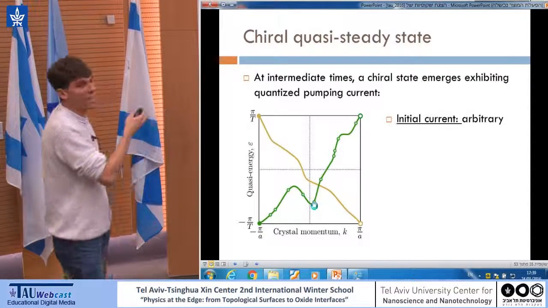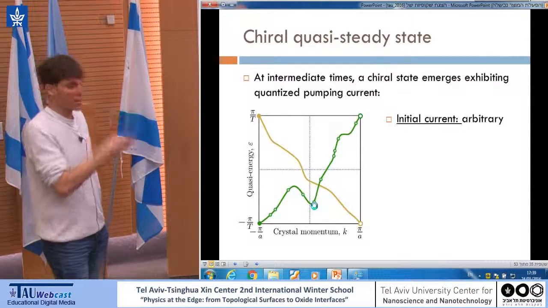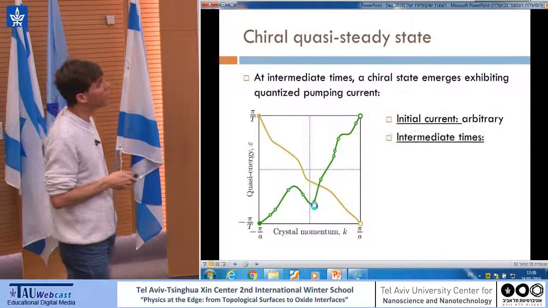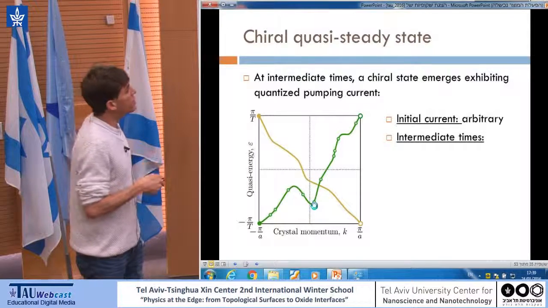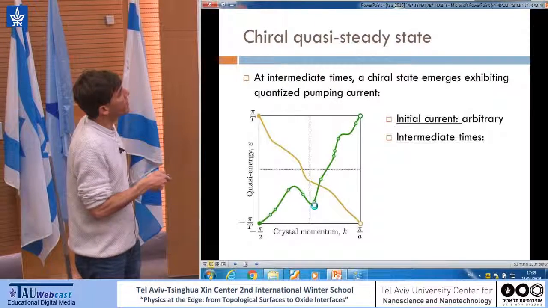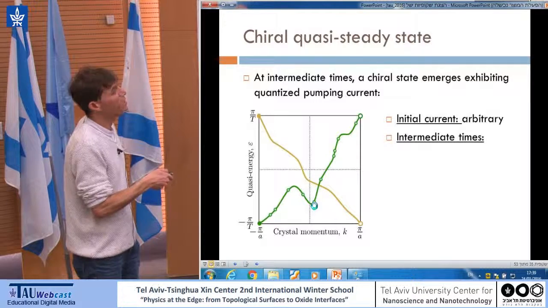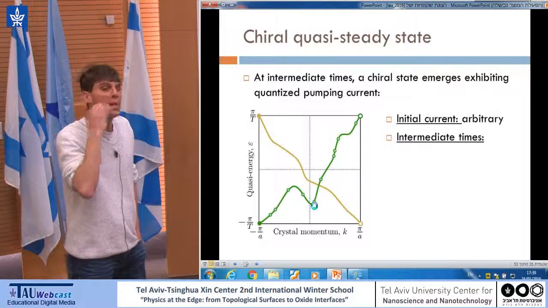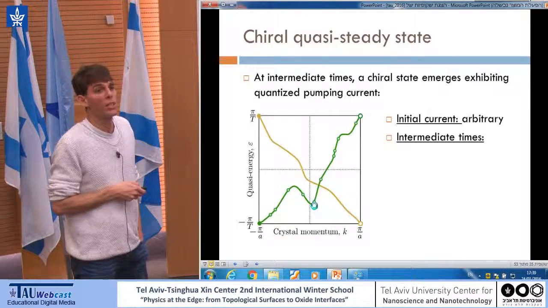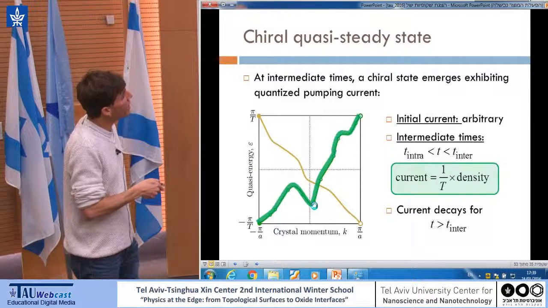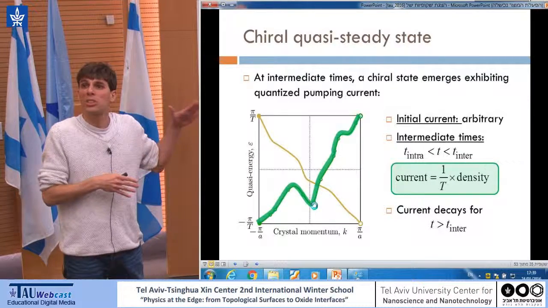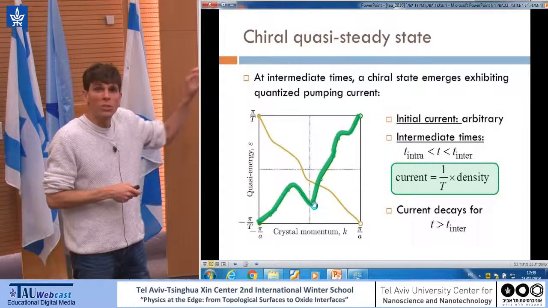So I could get any initial current that I want. Okay, so arbitrary initial current. At intermediate times, actually very quickly, particles start scattering within this green band. The intraband scattering within the band is actually very fast. And very quickly, I basically get an infinite temperature state, but only within the green band.